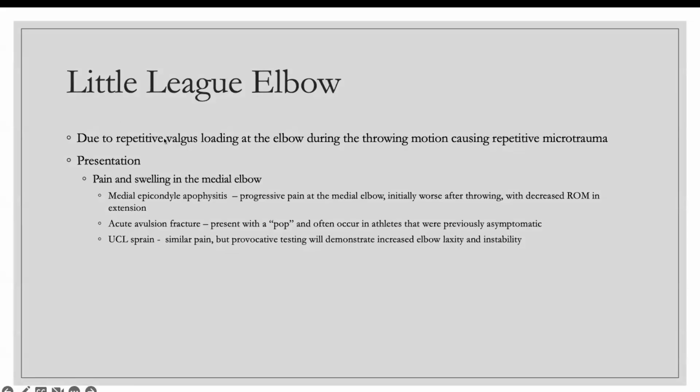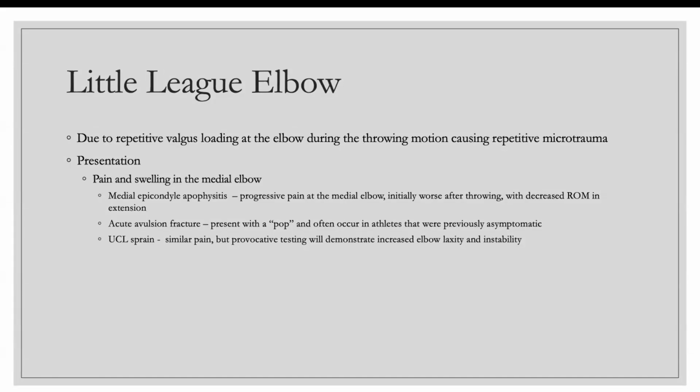Again, the repetitive valgus loading of the elbow during the throwing motion causes repetitive microtrauma onto the apophysis. These kids are going to come in with a lot of pain and swelling in the medial elbow. For apophysitis, this is going to be progressive worsening over time. They're not really going to present with a typical traumatic experience on one day. They're going to notice some decreased range of motion, especially in full elbow extension.